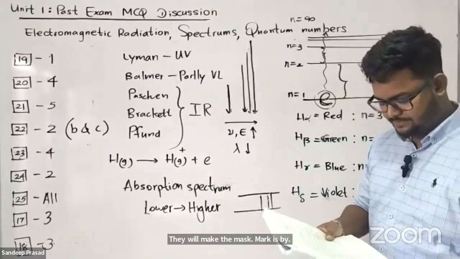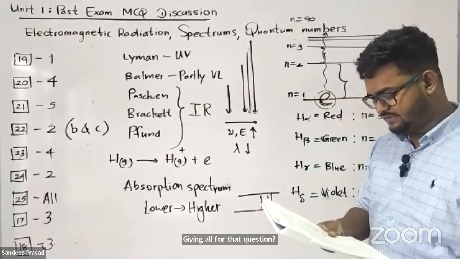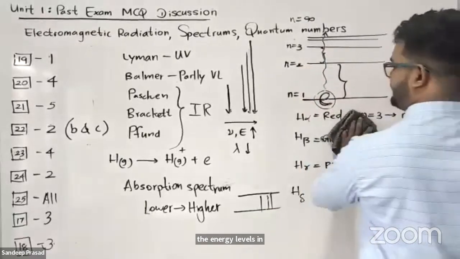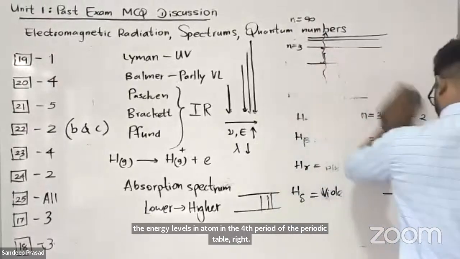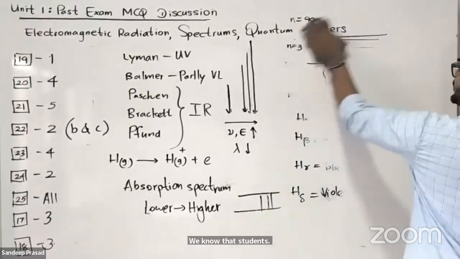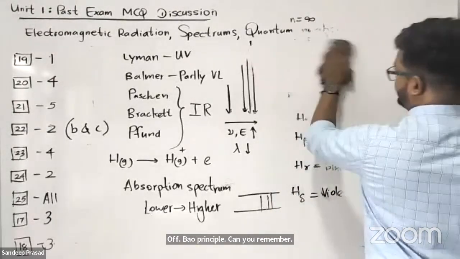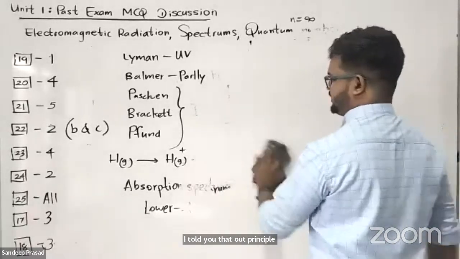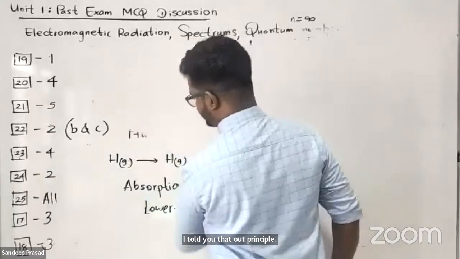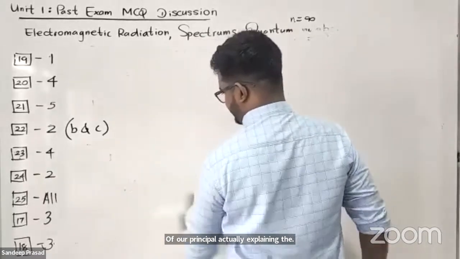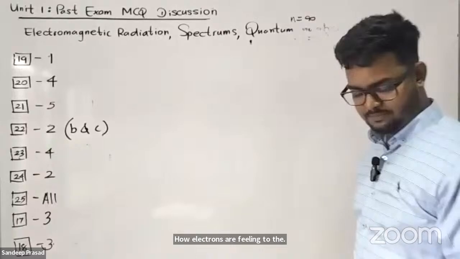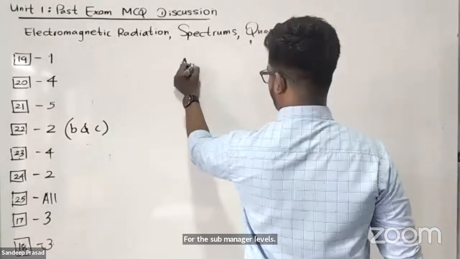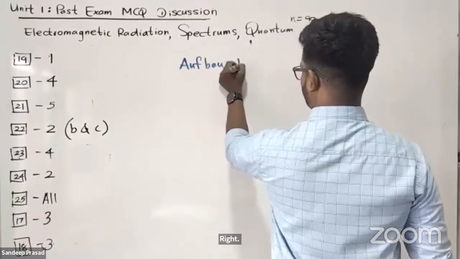Question number 26. The order of filling electrons into the energy levels in an atom in the fourth period of the periodic table. Right. We know that, students, the Aufbau principle. Can you remember? When we discussed the electron configuration, I told you the Aufbau principle. The Aufbau principle explains how electrons are filling the atomic orbitals or the sub-energy levels.